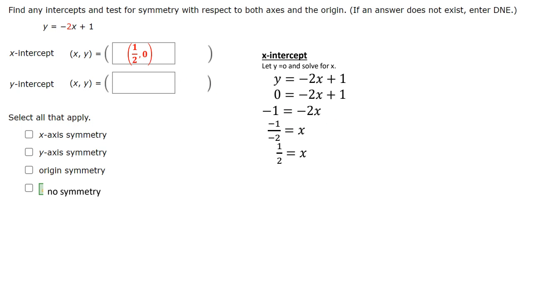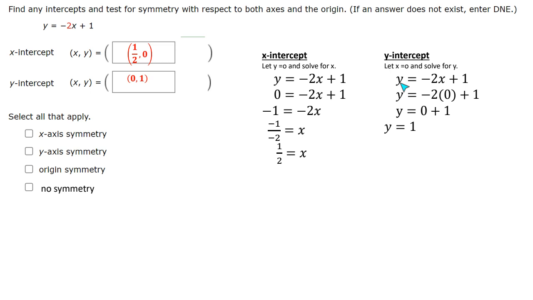And then for the y-intercept, we let x equal 0, so y equals negative 2 times 0 plus 1. So we have y is equal to 1. So our y-intercept would be (0, 1).